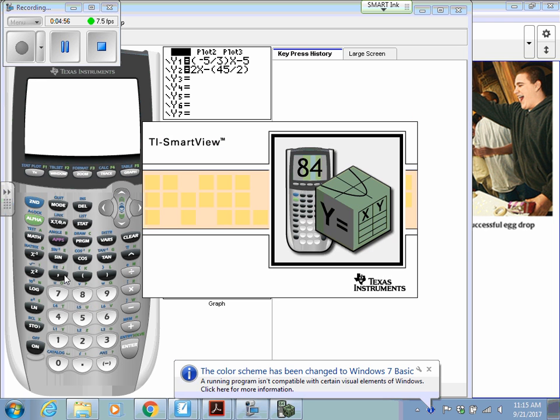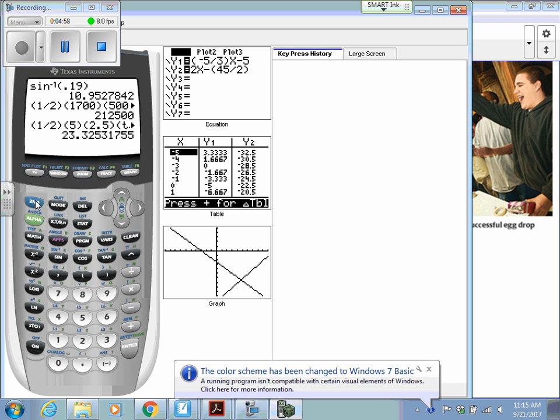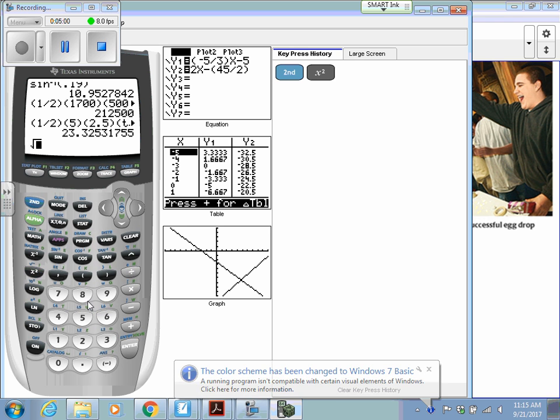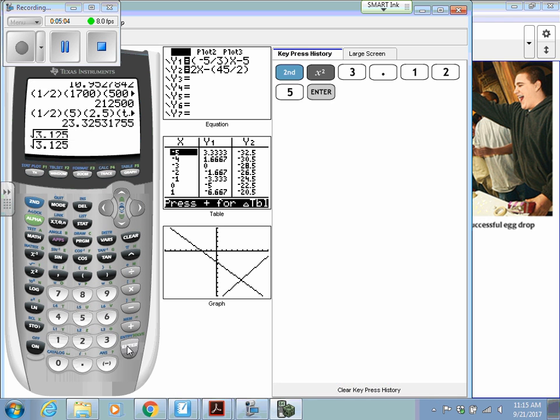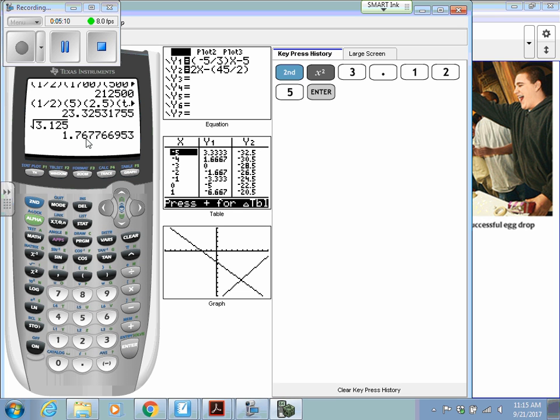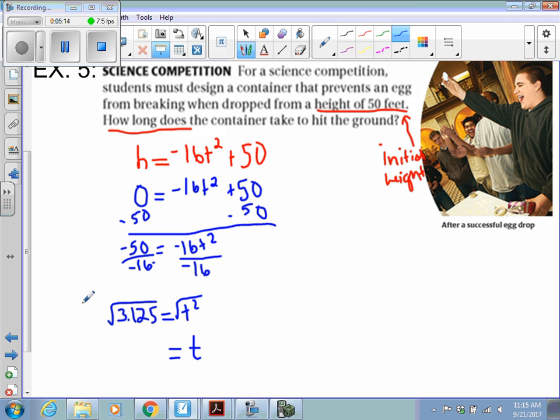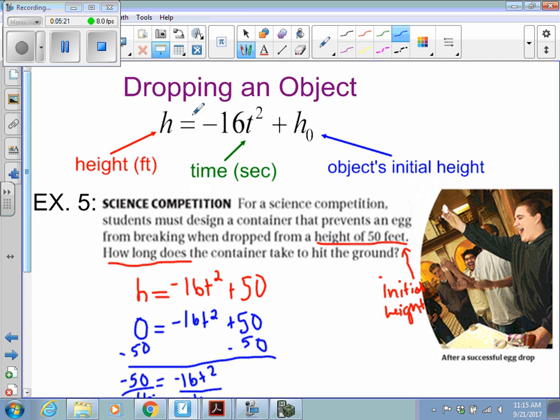There we go. Now all you have to do is do second, square root, and then we just put 3.125 and then press enter. And then here we're going to round to the hundredths. So we're going to put 1.7 and then we round up to 7. So our answer here is 1.77.